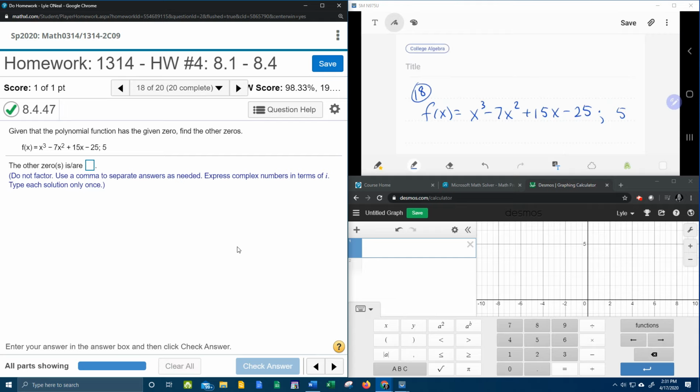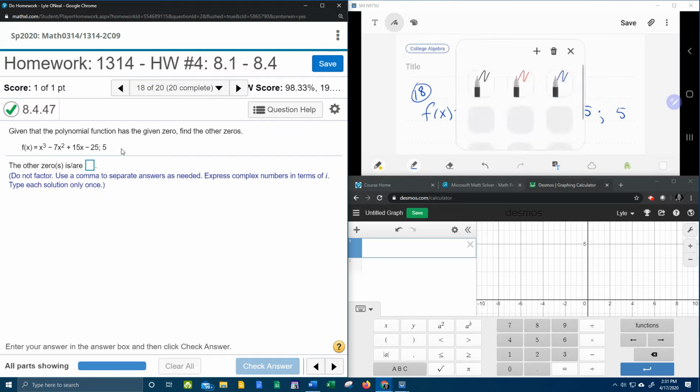Number 18 of our college algebra homework number 4 in our MyLab math. It says, given the polynomial function has the given 0, find the other zeros. And so this is our function. Here at the end, this number at the end, this is the given 0. We need to find the other zeros.